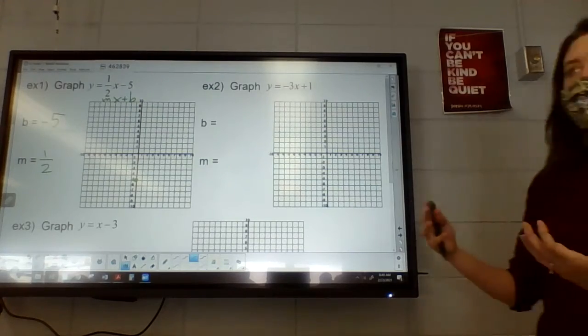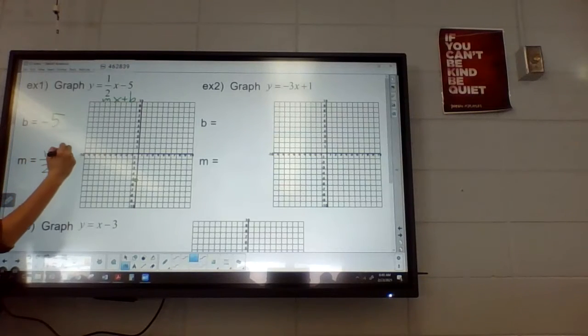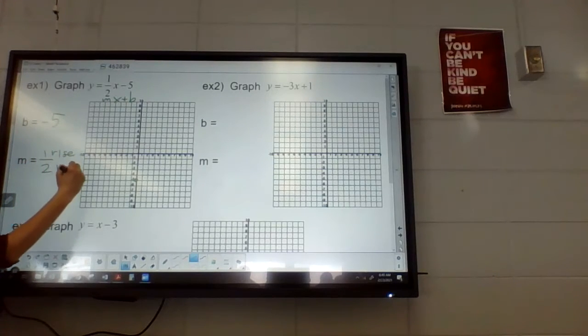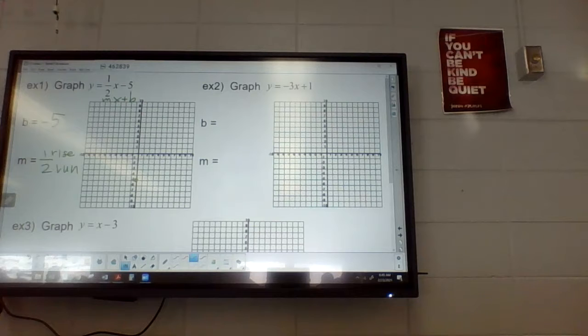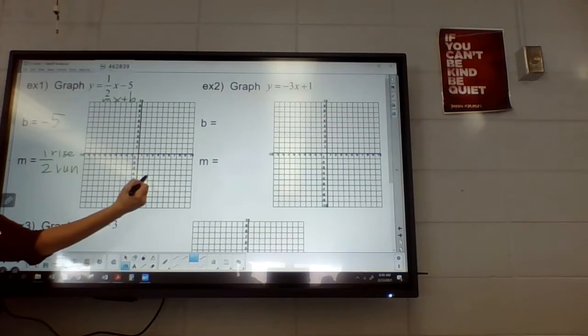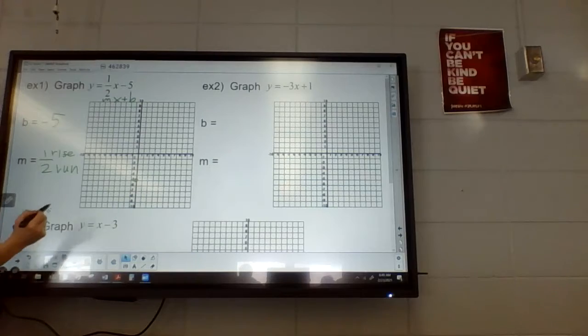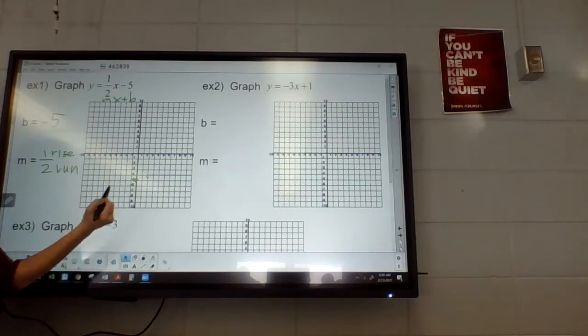So this is my rise over my run. Now it's an uphill slope, so I think puff, puff, positive. All these little things that I get stuck in your head are intentional so that you can remember them. Rise over run, I'm going to go up 1 and over 2. Up 1 and over 2.